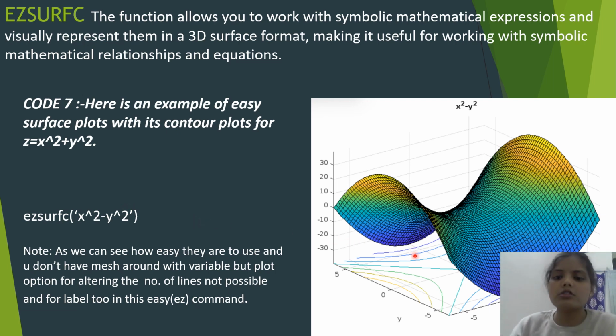So here it is the superimposition of the two plots. This one is the contour plot and this is the surface plot. These are the contour lines. But although ezcontour is easy to declare, there is one drawback also, that in this we cannot alter the number of lines. We cannot increase or decrease the number of lines according to our wish, and we cannot label them either. So this is the drawback.